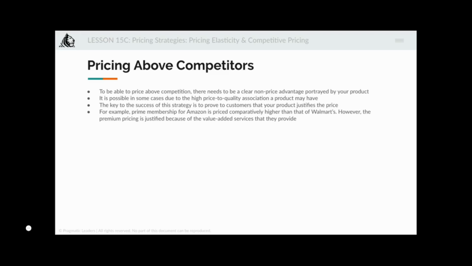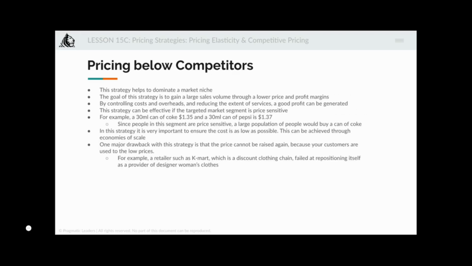Okay, and the key to success of this strategy is to prove to the customers that your product justifies the price. So even if I'm charging double the competition or higher, the customers know what they're paying for. For example, Prime membership for Amazon is priced comparatively higher than that of Walmart's, right? However, the premium pricing is justified because of the value-added services. That's why there is music, there's videos, there's a ton of other things that Prime members get.